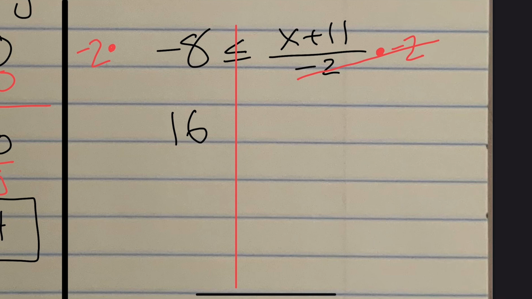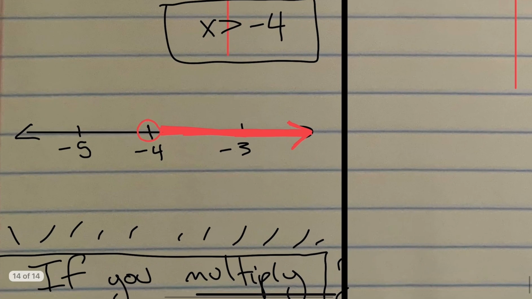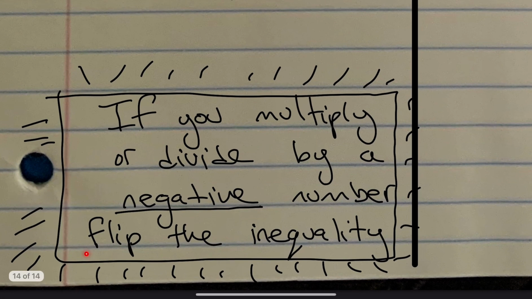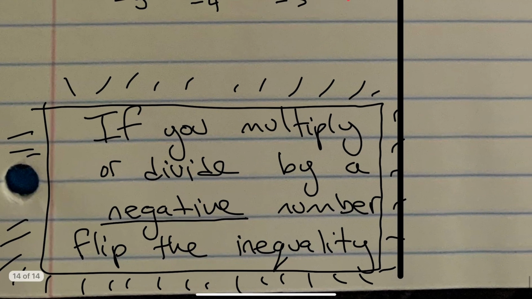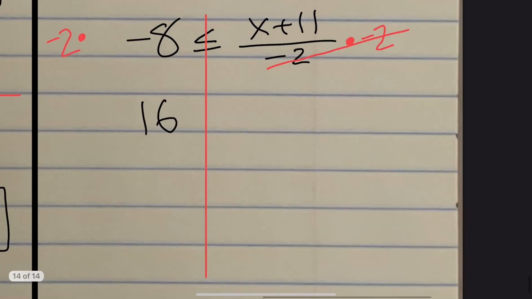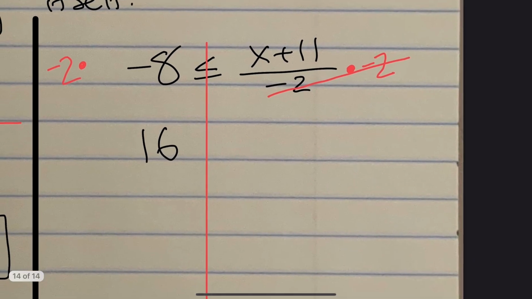And watch out. We just multiplied by a negative number. Remember, when you multiply or divide by a negative, you have to flip your inequality. So, let's do that. We had a less than or equal to. Now we have a greater than or equal to because we multiplied by a negative. That's why we do that. All right. So now on the other side, we just have x plus 11. We got rid of that fraction bar and the number underneath it. So now we're good to go.